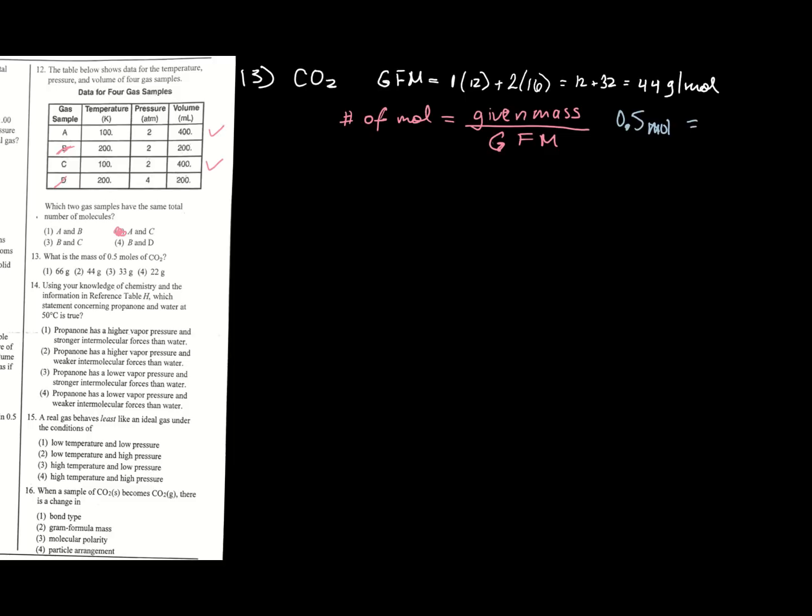We're looking for given mass, and our gram formula mass is 44 grams per mole. So with dimensional analysis, you can see units cancel out to give us grams, and we get that our answer is 22 grams and 0.5 moles, because this gram formula mass shows you the mass per mole. 22 is our answer.